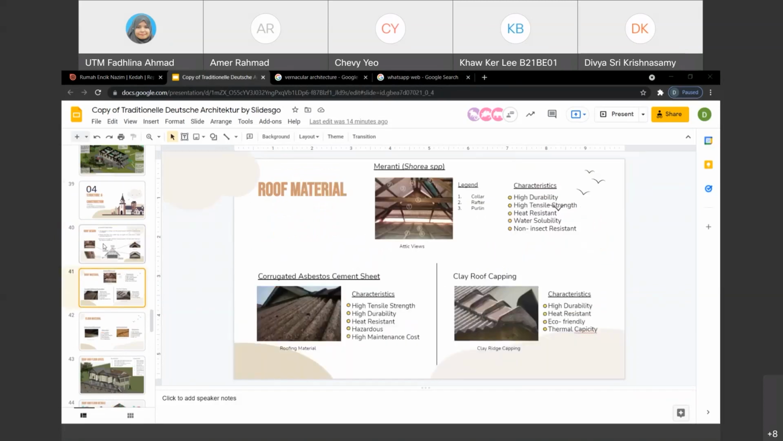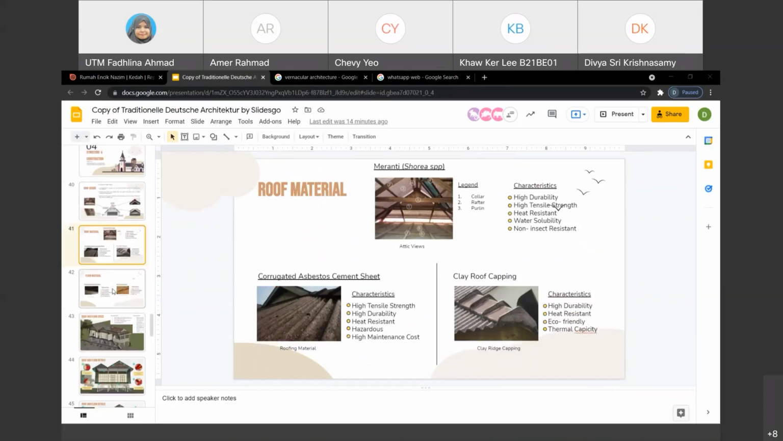So here is the roof material. Meranti Surya SPP. The characteristics are durability, high tensile strength, heat resistance, water resistance, and insect resistance. All these materials are easy to get because of our tropical climate. The roof finish is corrugated asbestos cement sheet, and for the roof capping, they use clay roof capping. Slide please.